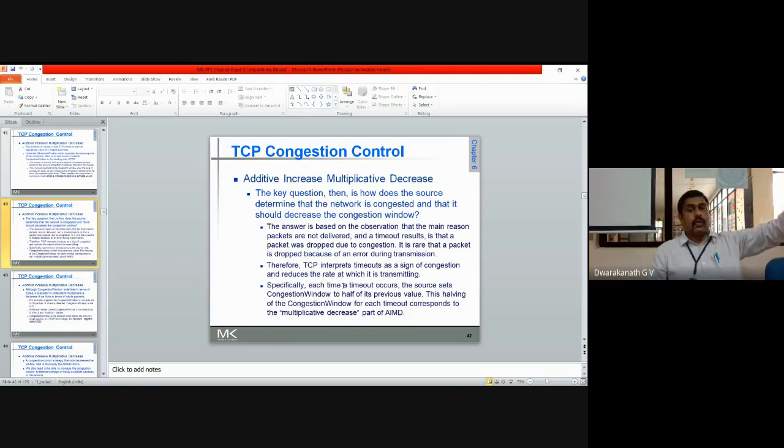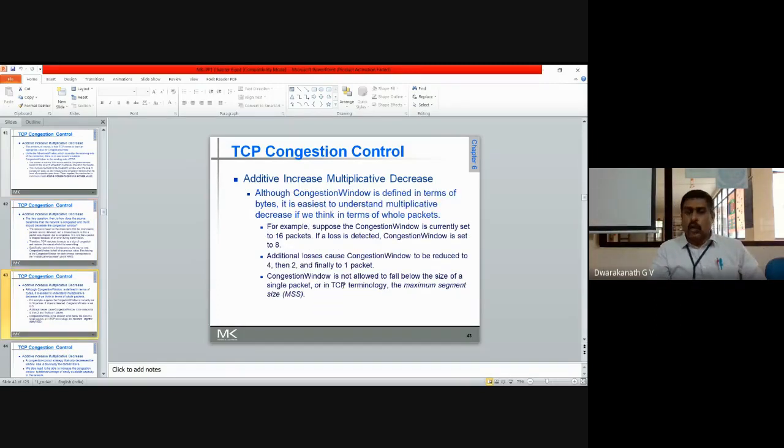How it will decrease, I am telling you. So the timeout time will become more, then automatically the TCP window will be reduced. Specifically, each time a timeout occurs, the source sets the congestion window to half of its previous value. Underline this, I have told you already: half of its previous value. That is, 32 is there, it will cut to 16; 16 is there, it will cut to 8, like that. This halving of the congestion window for each timeout corresponds to the multiplicative decrease. Additive increase means exponential increase. Multiplicative decrease means half of it will decrease, like that. How beautiful the algorithm is, you can see now. In this way, the congestion window will be maintained.